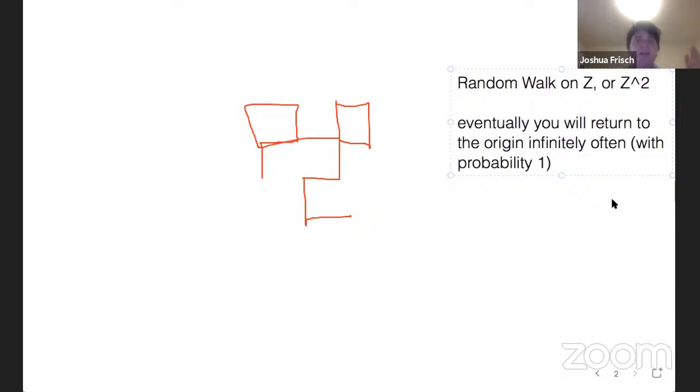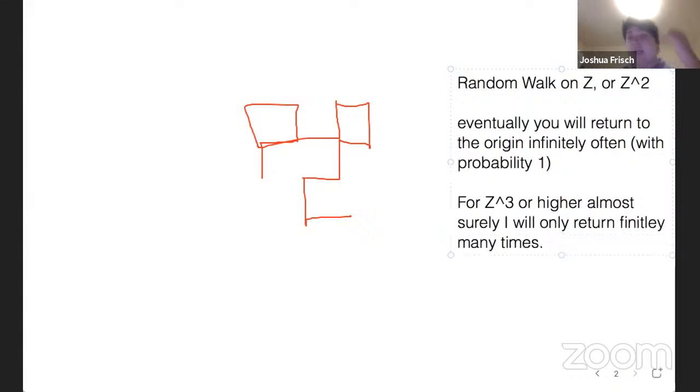On the other hand, and this is going to be a little bit harder to draw, if I do this in three or more dimensions, well, I'll go and go and go, and at some point, I'll return to the origin. I'll return to any given point for the very last time. So one and two dimensions versus three or more dimensions are fundamentally different. And in general, one of these two things is true. Either almost surely you'll only return finitely many times, or almost surely you'll return infinitely many times. If it's finite, we say it's transient. And if it's infinite, we say it's recurrent. Let me stop share.